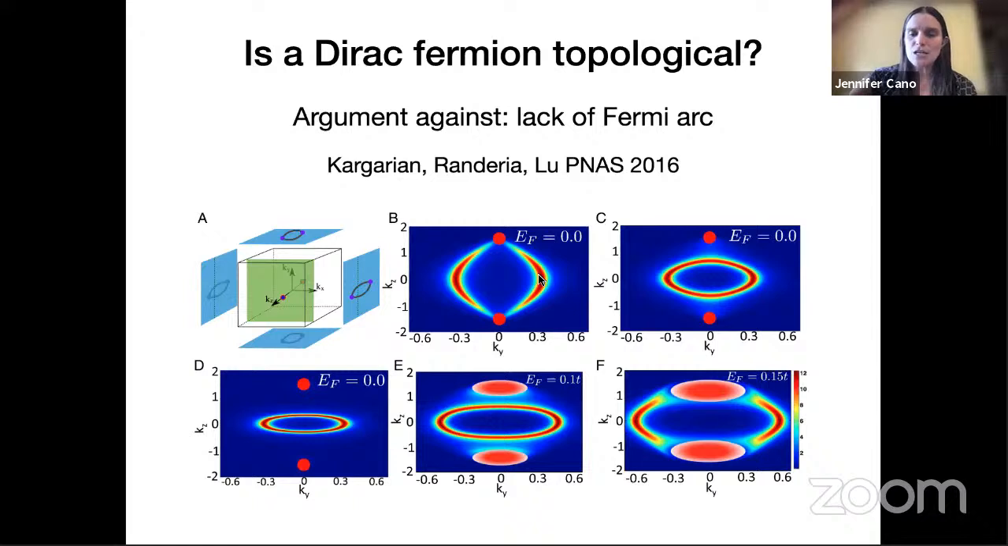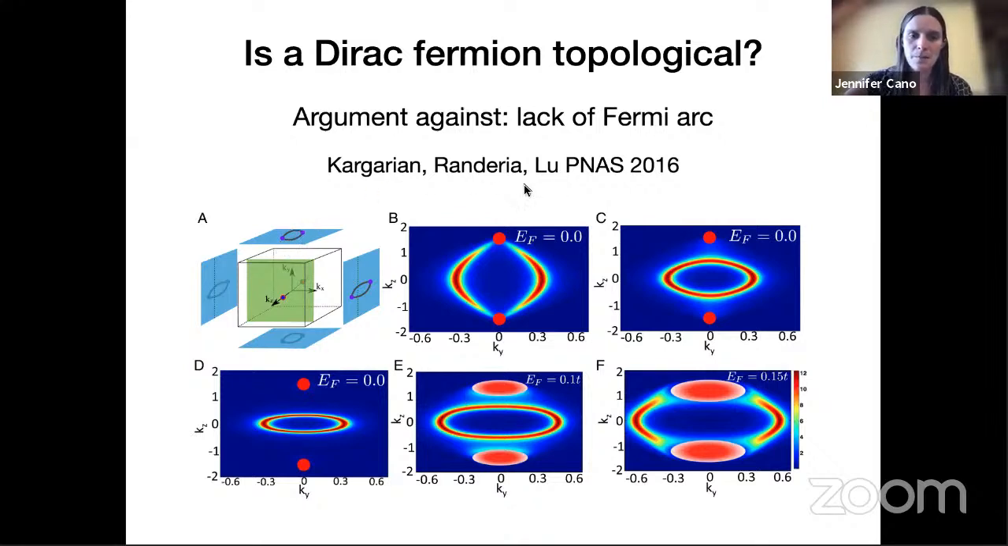So the next question is, are Dirac fermions topological? Originally, at least when I started working in this field, I heard from conversations that Dirac fermions would have Fermi arcs. I think this idea was floating in the literature. The thought was, if we can think of a Dirac fermion as two Weyls on top of each other with opposite charge, and there's some other Dirac fermion somewhere else, also two Weyls on top of each other, each of those Weyls should contribute Fermi arcs. And so you should have double Fermi arcs like this.